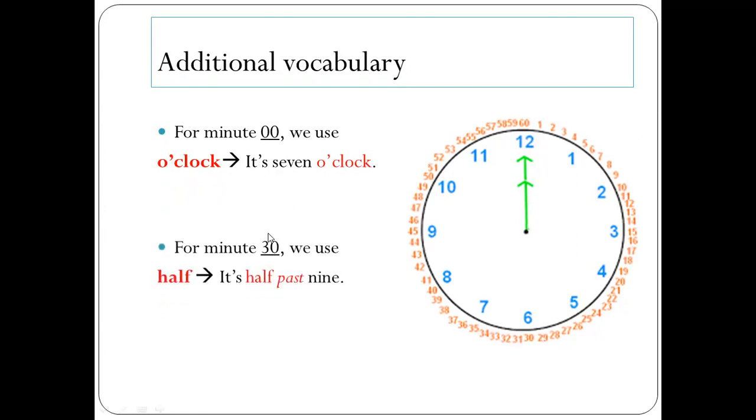When we want to mark the 30 minutes, we use half. It's half past 9. Son las 9, es media pasadas las 9. No existe el 9:30 como lo manejamos nosotros. En este caso, it's 9:30. That does not exist in English. It has to be it's half past 9.